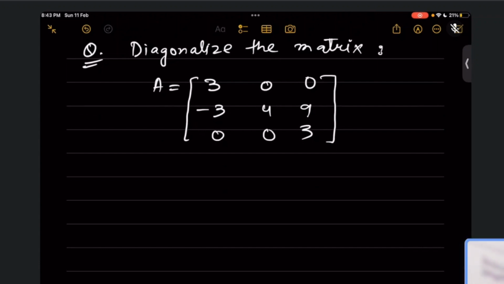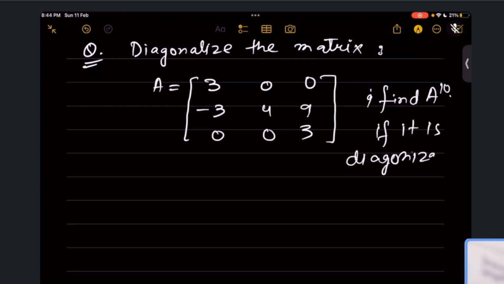So I want you to solve this and then find A to the power 10, only if it is diagonalizable. Quickly, because we do not have a lot of time, we have 15 minutes, and after this we will do one last question on Cayley-Hamilton theorem, a simple question, and we will wind up the session.